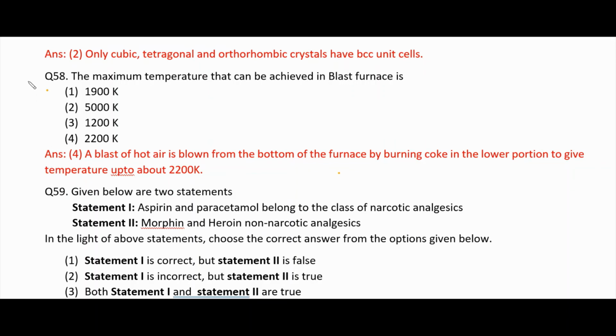Next question, question 58. The maximum temperature that can be achieved in a blast furnace is? In the NCERT textbook, the temperature regarding the blast furnace is given. I shall read the sentence which is given in the textbook. A blast of hot air is blown from the bottom of the furnace by burning coke in the lower portion to give temperature up to 2200 Kelvin. So the correct option is 4, 2200 Kelvin.